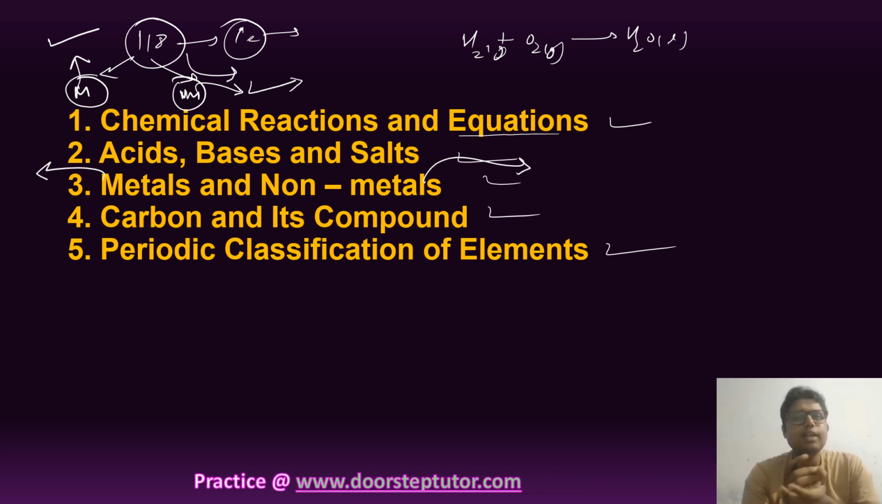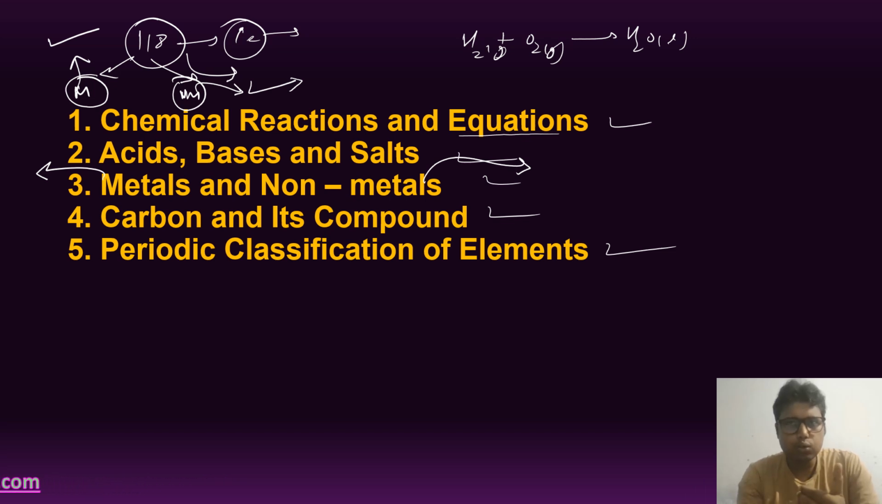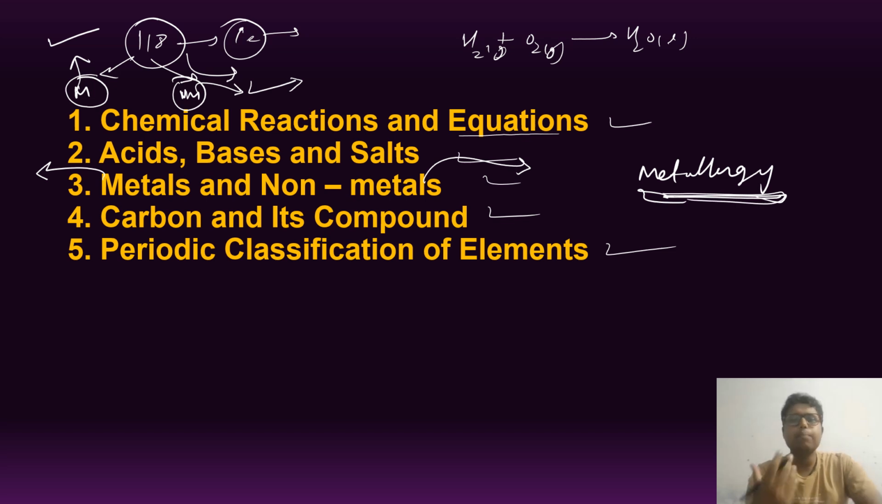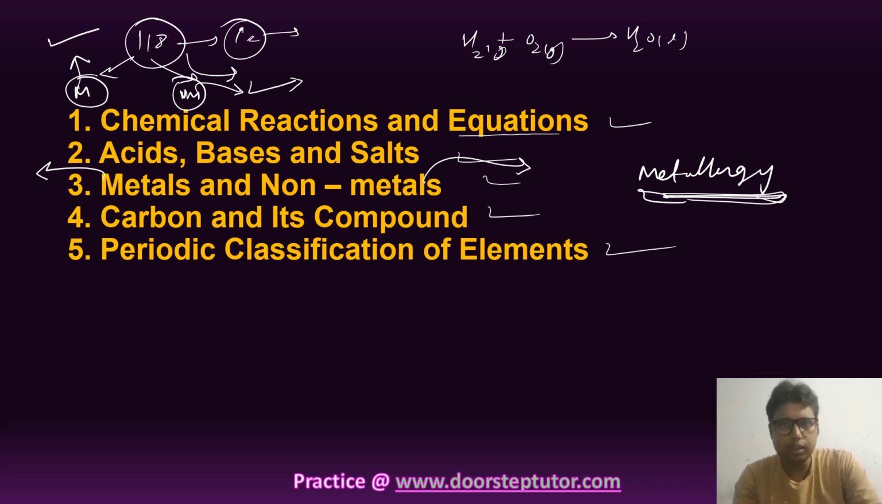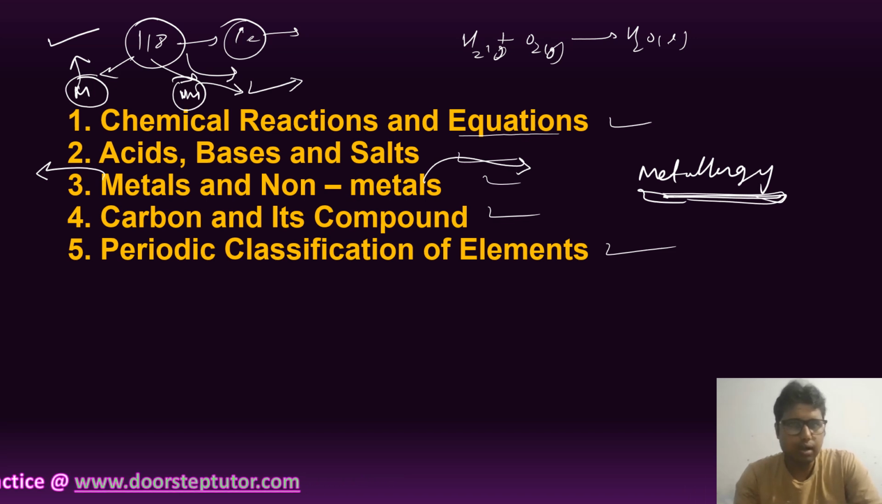We will also understand how we obtain any metal from its ore, which comes under a special topic in the higher classes known as metallurgy. So we will also understand how we obtain pure copper, how we obtain pure iron, and how we obtain pure aluminium. There is a special process related to aluminium, which is the Hall-Héroult process.